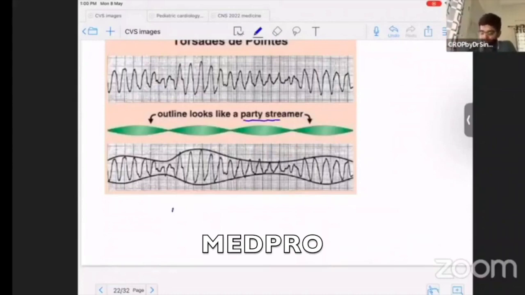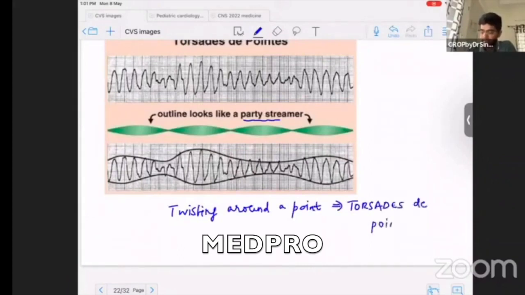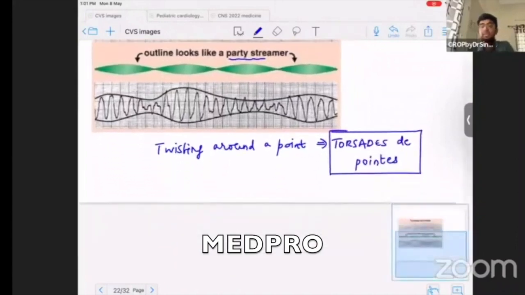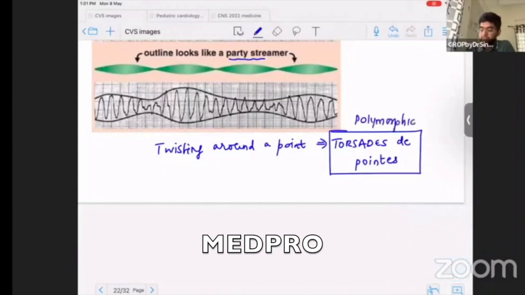What do you call this? It's something like twisting around the point. Can you see that? Twisting around the point. And that is what we call Torsades de Pointes. Simply called twisting around the point. This is a description of what type of ventricular tachycardia? Polymorphic VT is what we call in the ECG as Torsades de Pointes. Okay, twisting around the point. Able to follow this, right?